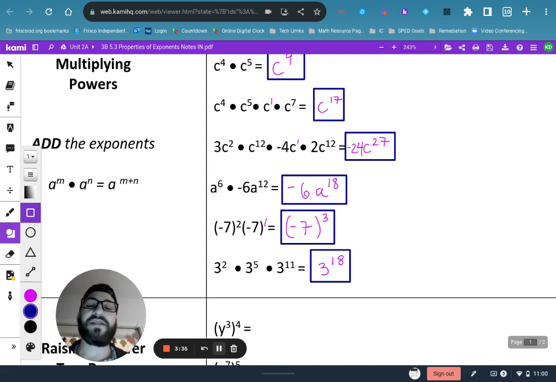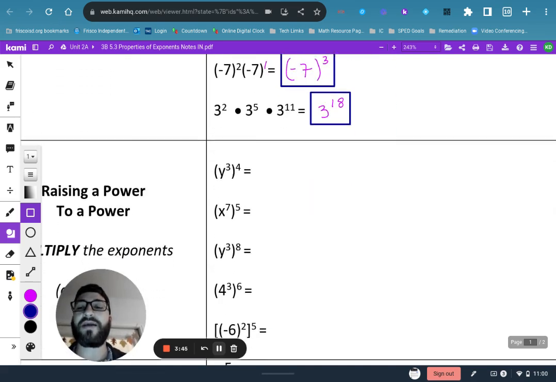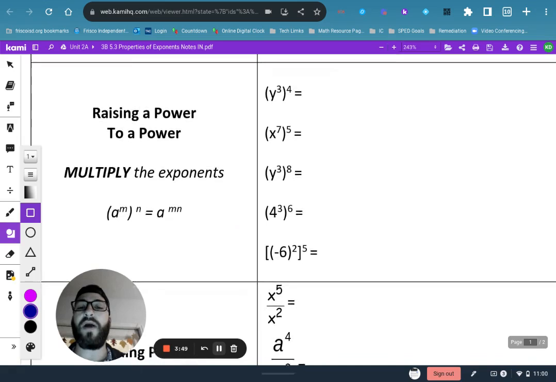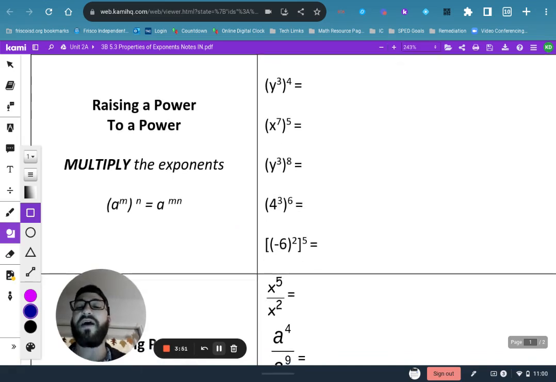And then last but not least, 3 squared times 3 to the 5th times 3 to the 11th. Base of 3 stays the same, and we add those powers together to get 18. Okay, let's move on to our next exponent property, raising a power to a power. Raising a power to a power is where we have an a to the m, and then it's taken to a parentheses power of n.